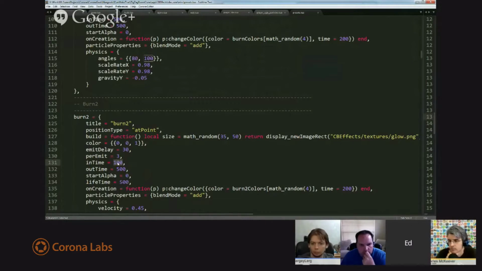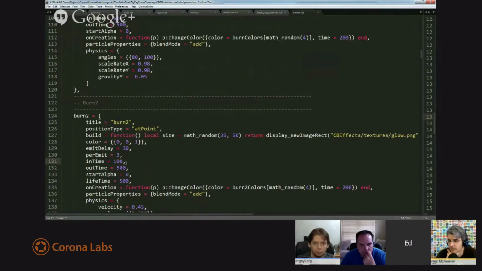Now, initially I made it 0. And I think I crashed it. It's not supposed to be 0. It's got to be at least 1 frame. Otherwise things go wonky.